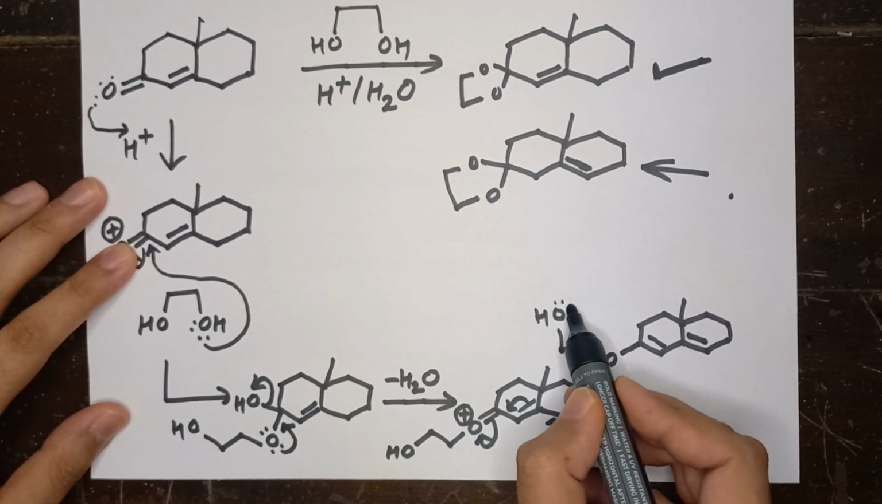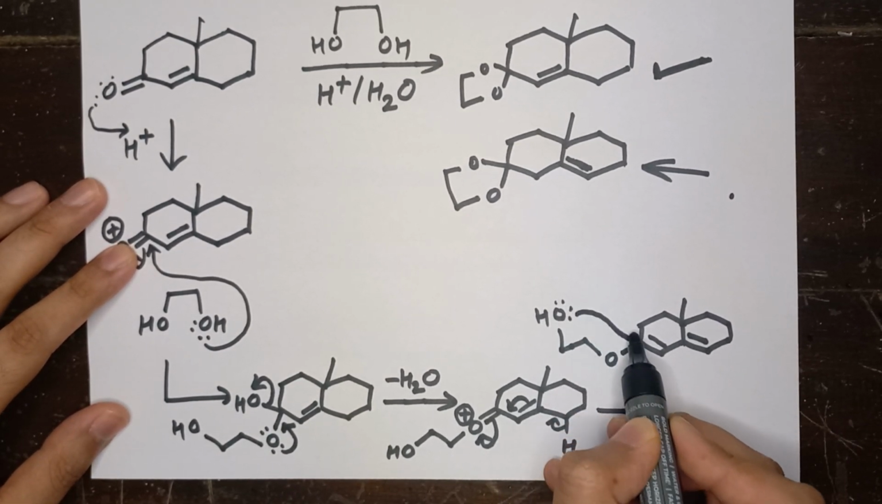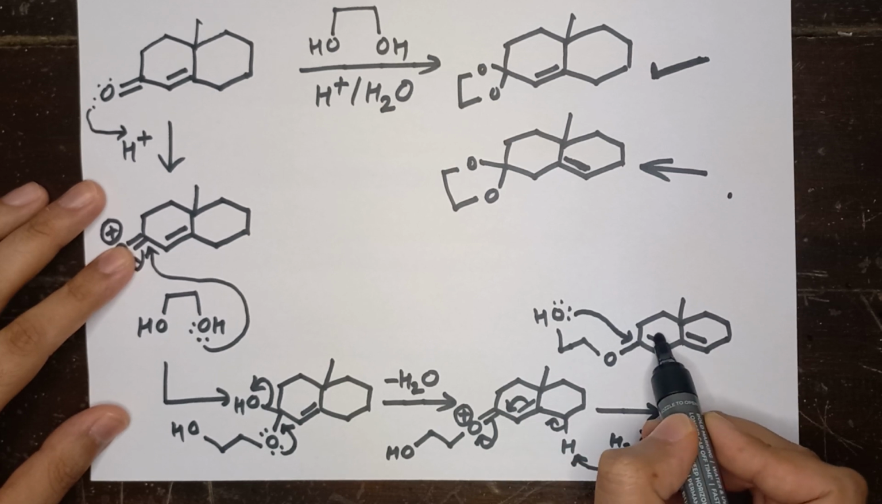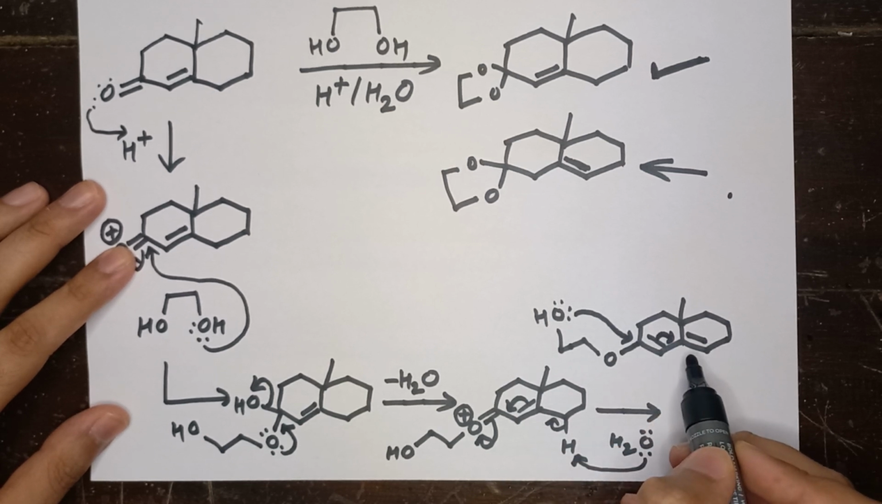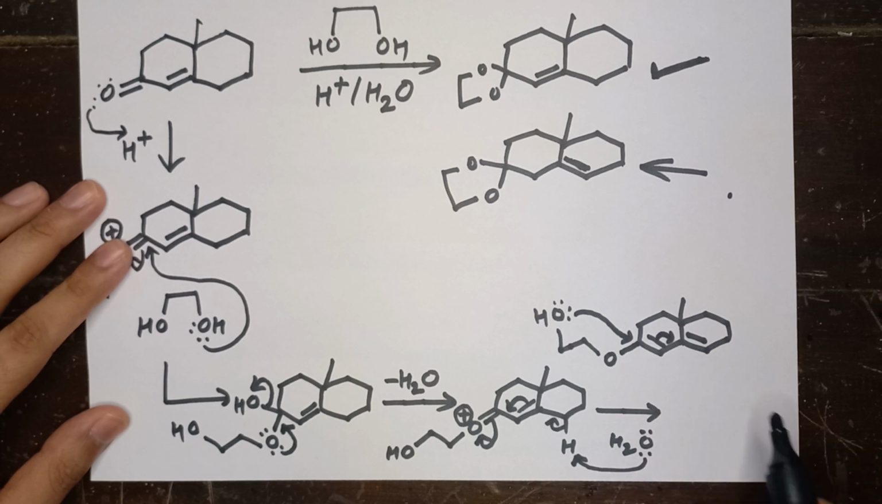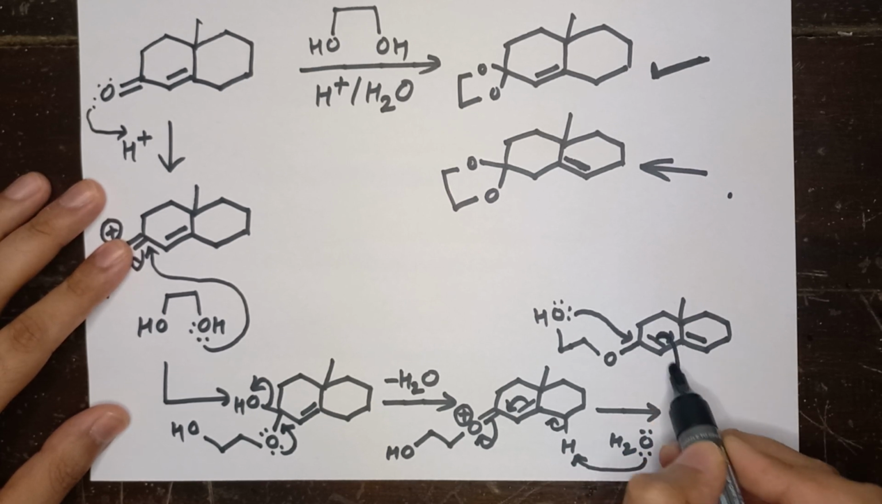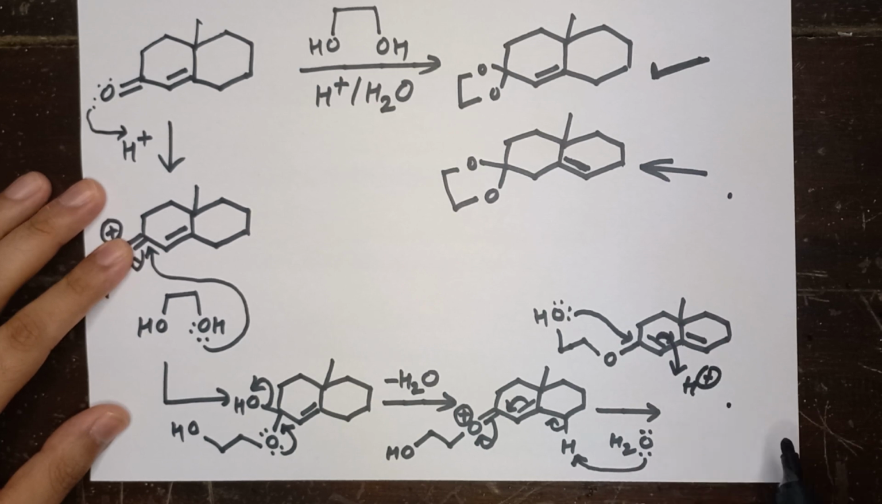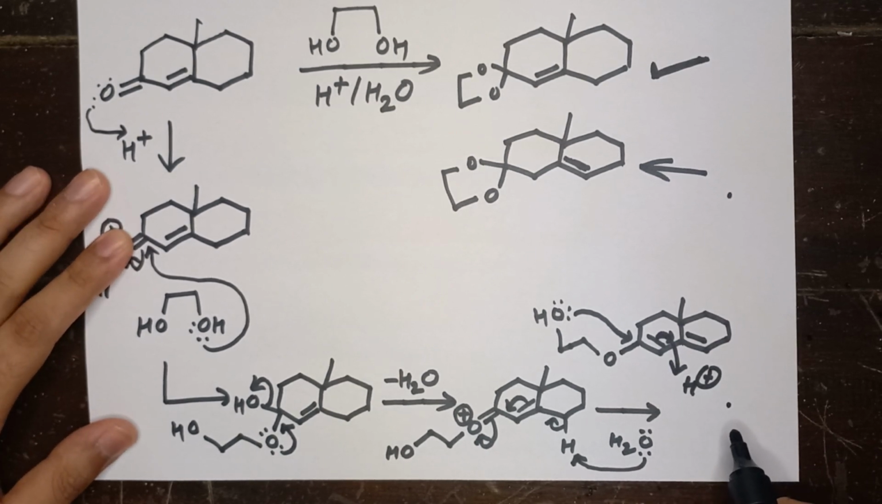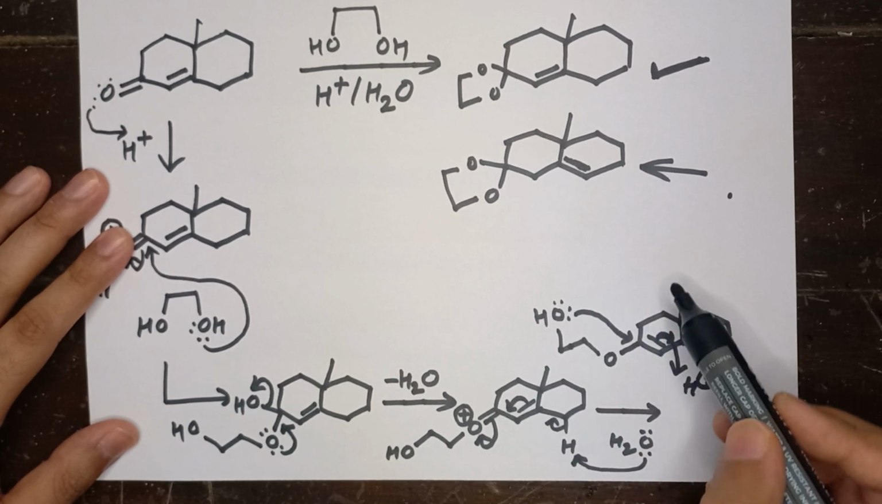Now this oxygen lone pair will attack at this carbon. Once again, this bond will shift here, instead of shifting, it will directly take away H plus ions, correct? And this will generate the product we are looking for.